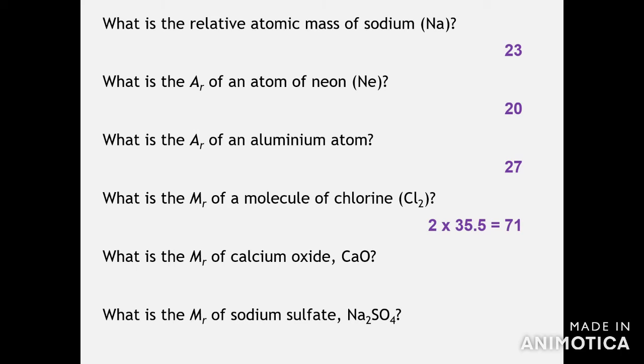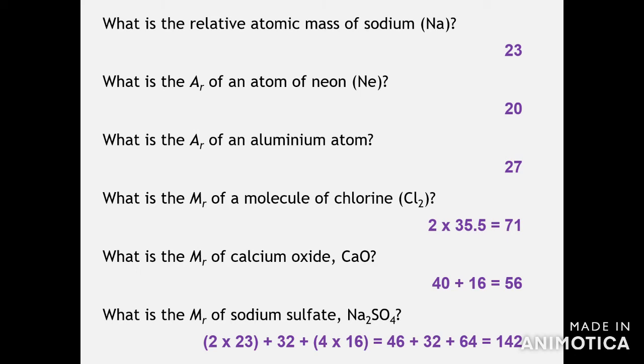Calcium oxide, 56. And sodium sulfate, a little bit more difficult, more calculations to do, 142. Okay, the relative formula mass, when we add all that up, 2 sodium atoms, 1 sulfur atom, 4 oxygen atoms. Add up the relative atomic masses and end up with 142. Great.